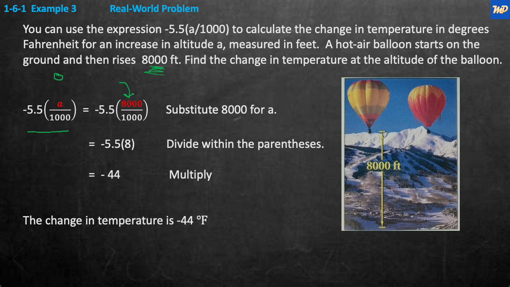Substitute the 8. So when you do this mathematics now, we're going to divide. What are we going to divide? We're going to divide the 8,000 by 1,000. So we're going to get 5.5 times 8. And 5.5 times 8 is equal to 44. Well, is it negative or positive? Well, it's multiplication and division, and there's one negative sign amongst the whole thing here. So that means it's going to be negative 44.